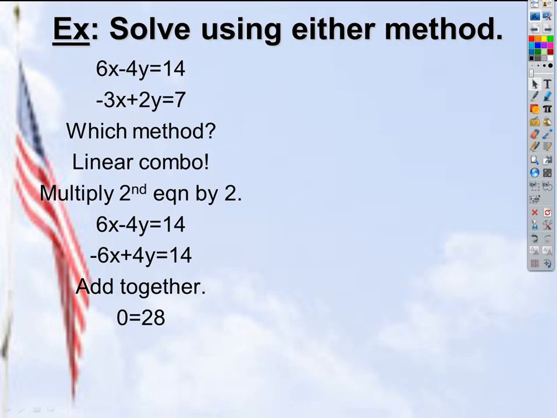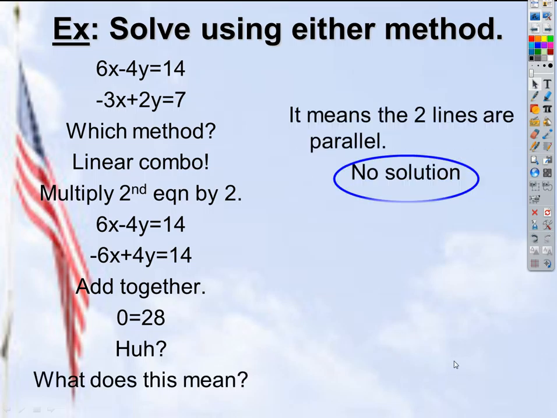What does that mean in terms of the lines? They don't intersect. So what kinds of lines would not intersect? Parallel. Yeah, exactly. Parallel. Okay? Make sense? No solution.